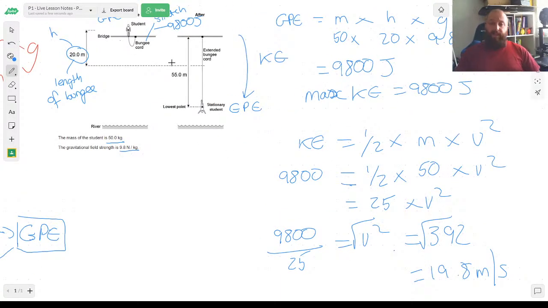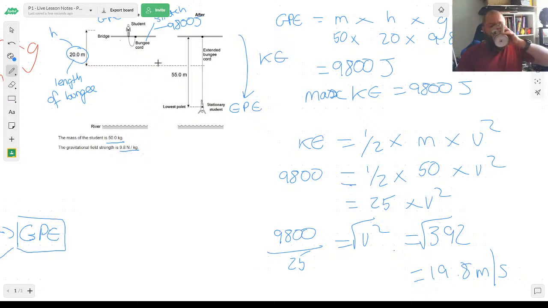Realistically, he probably won't reach that speed. If you think about over the 20 meters, that's the maximum speed he could reach, but he'll have the air particles hitting him as well, so he won't quite reach that. Although over a short distance, it's probably not going to be far off.